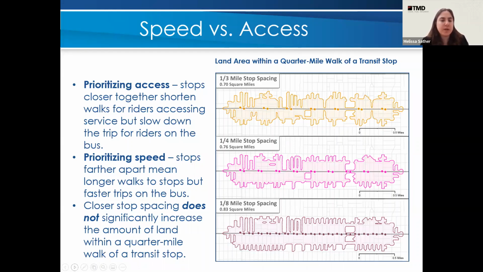So the bus can travel faster, but it might take a little bit longer to walk between the stops. And this graphic on the right is just showing that having stops spaced closer together doesn't necessarily significantly increase the amount of land that's within a quarter-mile walk of a transit stop. Basically just saying there's some diminishing returns on having too many stops along the street because they tend to overlap with their walk sheds. Okay, next slide, please.